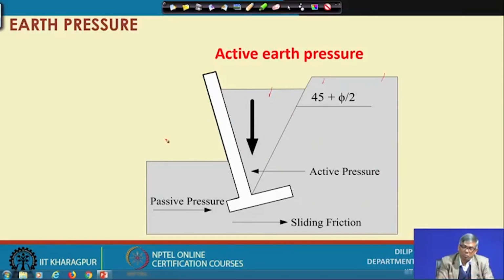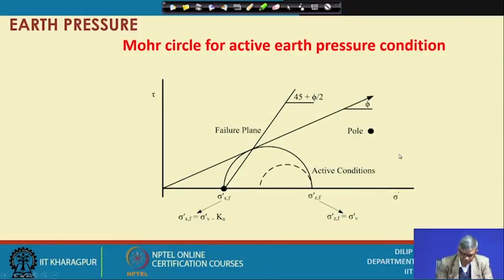This soil mass will move along with the movement of the wall, and this is the active case. When the movement happens slowly, at a certain movement it will reach the minimum value, and beyond that it will be considered a failure. That minimum value is called active earth pressure, and if you see it in the Mohr circle, this was either sigma z dash or sigma v dash or sigma naught dash, anything you can write, all are the same.